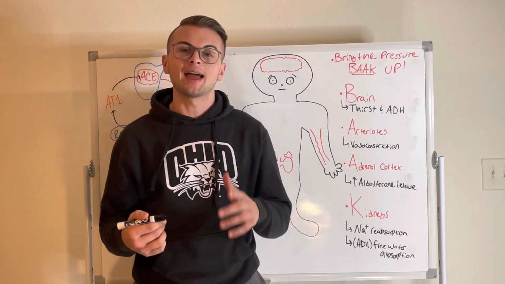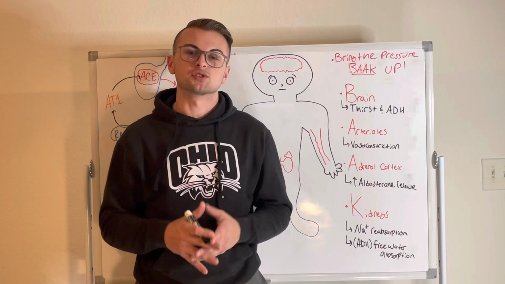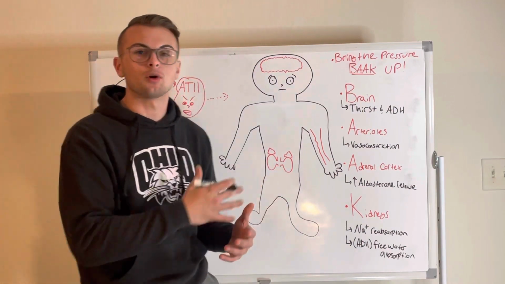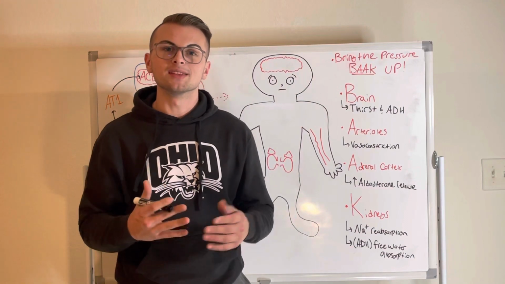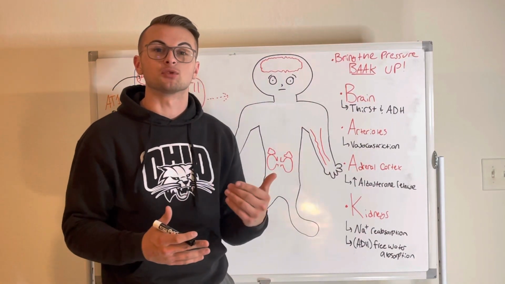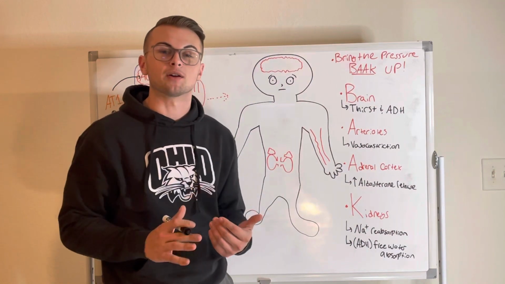The renin-angiotensin-aldosterone system and how it slowly raises our blood pressure. The first thing we need to know is that this is a hormone-based system. This means that it is going to be slower than, say, the neuronal-based baroreceptor reflex system, which we just talked about in our previous video.